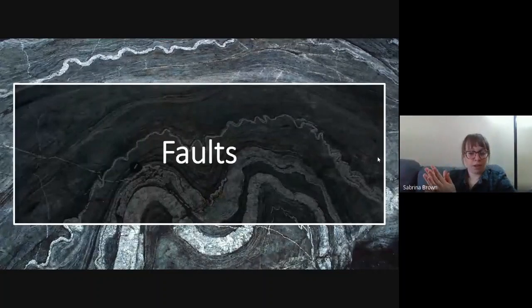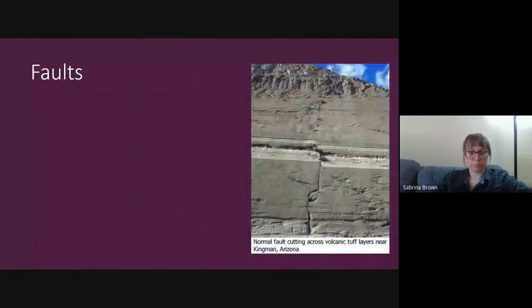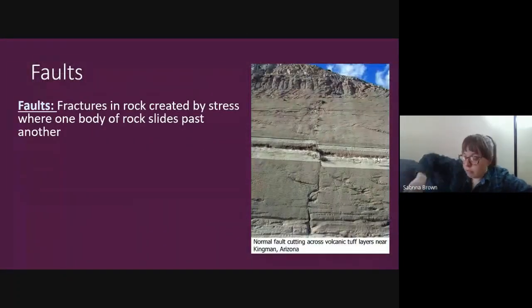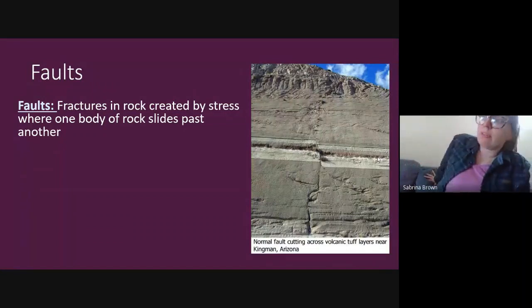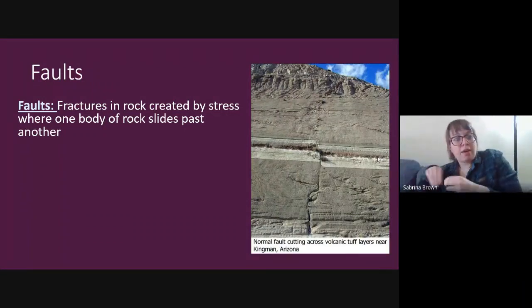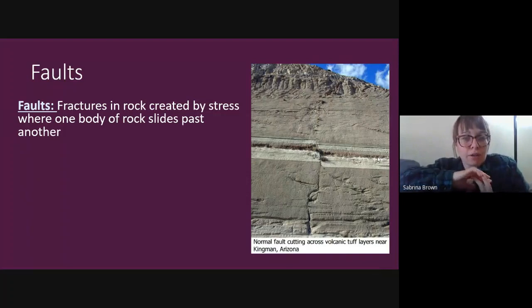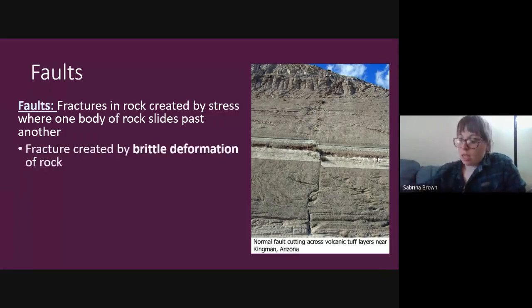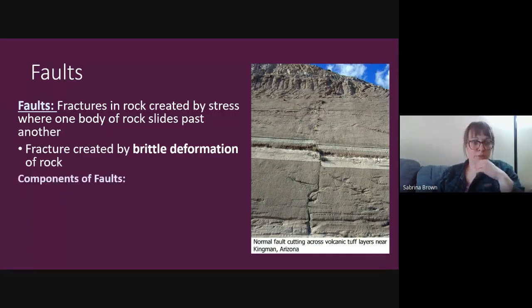All right, so now let's talk about faults. So faults are associated with brittle deformation, and they are fractures in our rocks created from this applied stress, where one part of the rock, one body of it, is going to slide past another. And again, fractures created from breakings, created by brittle deformation of our rocks.